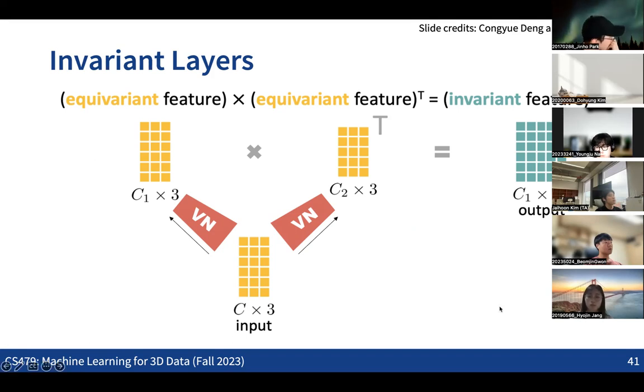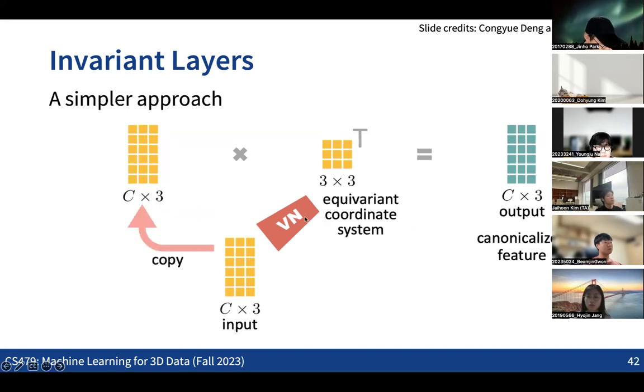An even easier way to achieve this is that you do not even need two neural networks. Let's say you just copy the input rotation equivariant features, and have another small network. Multiply these two, and you get features in some canonical space. So this is the basic idea. Any questions on this?